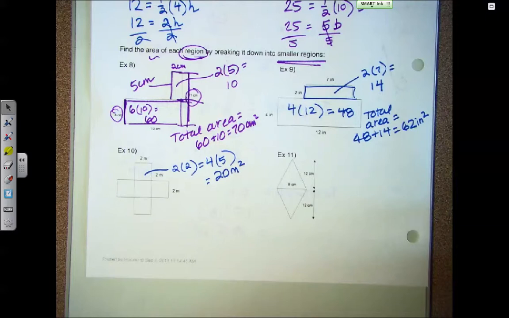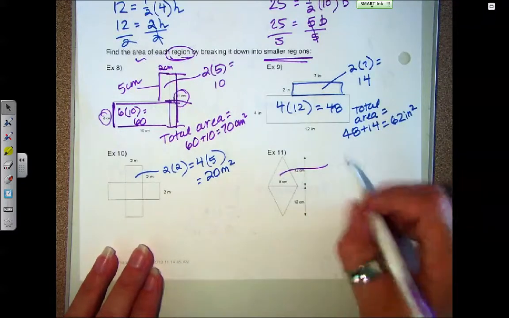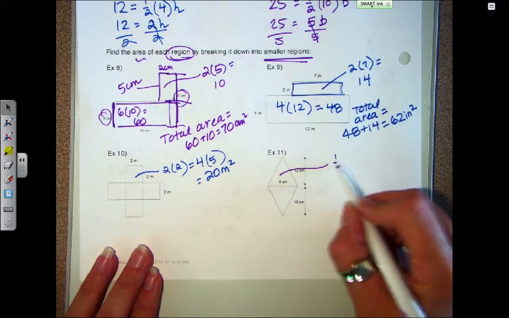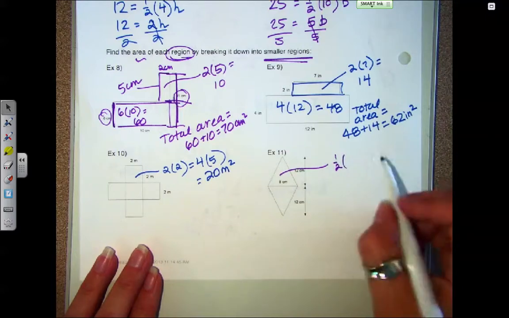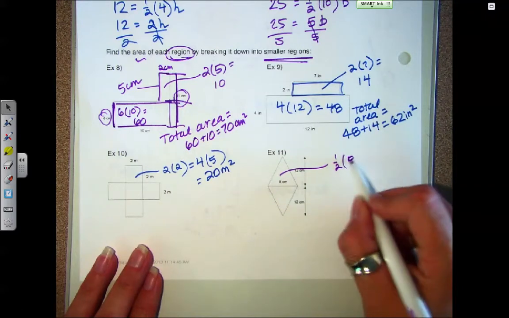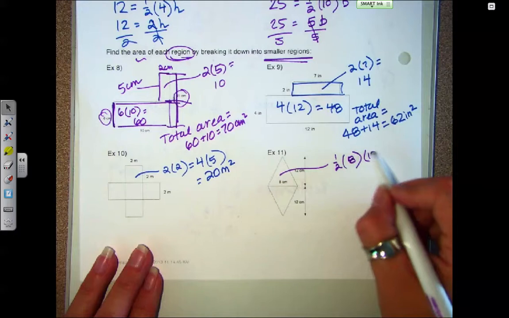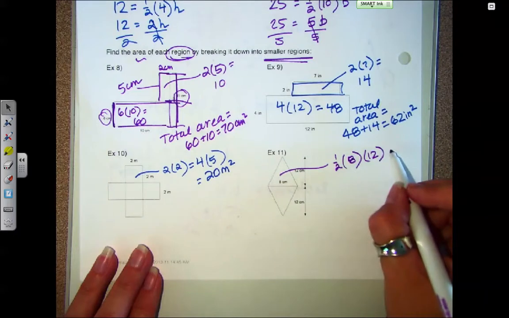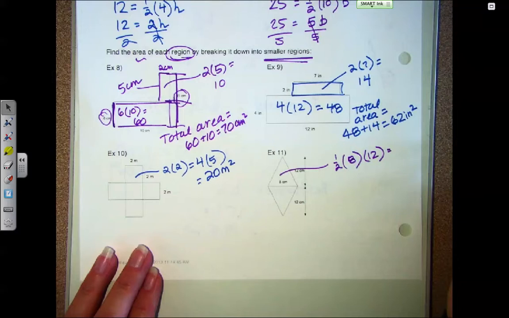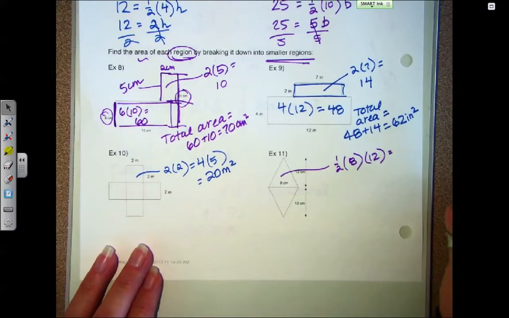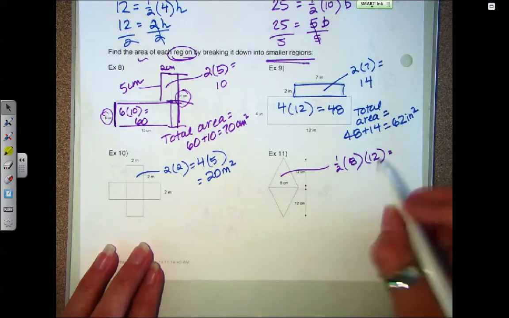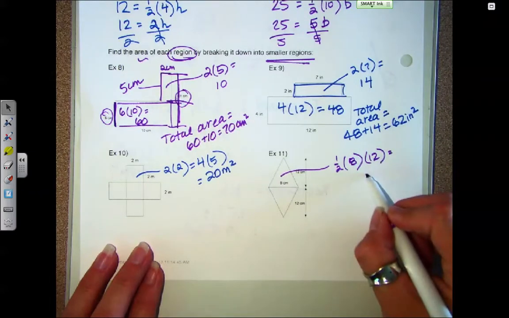What shapes do we have? Triangles. Top triangle. 1/2 times, what is my base? 8. What is my height? 12. What's 1/2 of 8? 4. 4 times 12 gives us 48.